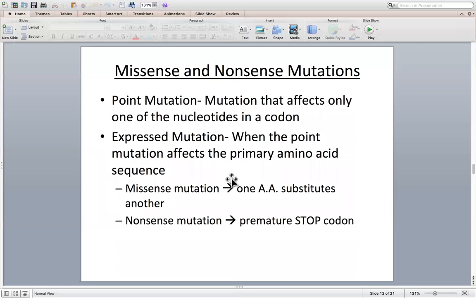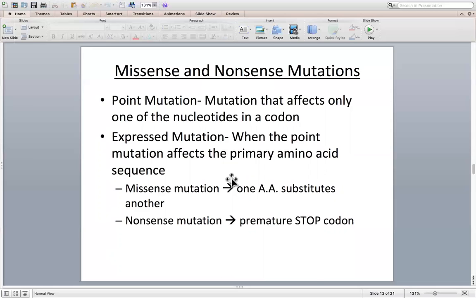And so the next mutations that we're going to discuss a little bit here are missense and nonsense mutations. If a mutation occurs and it affects one of the nucleotides in a codon, it's what's known as a point mutation. Point mutations can be silent, like in the case of the wobble position that we talked about before. That was an example of a silent point mutation. Or they can have more serious effects, which usually depend on where the mutation occurs.